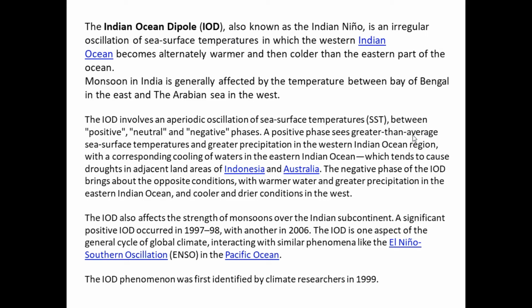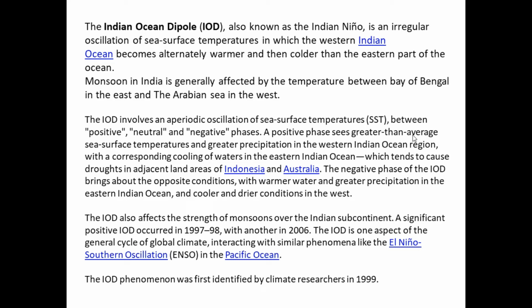The IOD, also known as the Indian Niño, is an irregular oscillation of sea surface temperatures in which the western Indian Ocean becomes alternately warmer and then colder than the eastern part of the ocean. Monsoon in India is generally affected by the temperature between the Bay of Bengal in the east and the Arabian Sea in the west. The IOD involves an aperiodic oscillation of sea surface temperatures between positive, neutral, and negative phases.